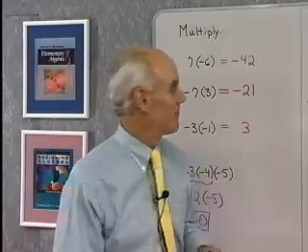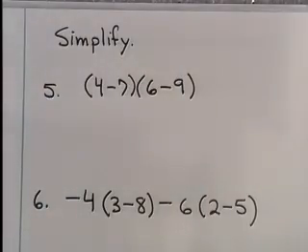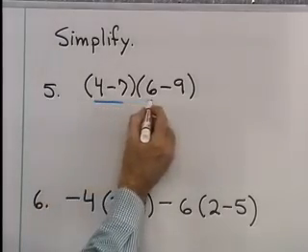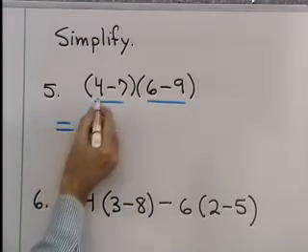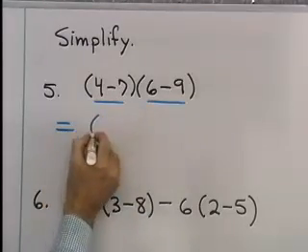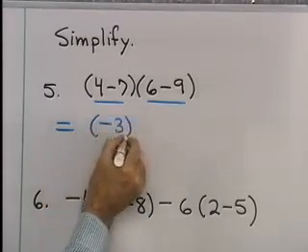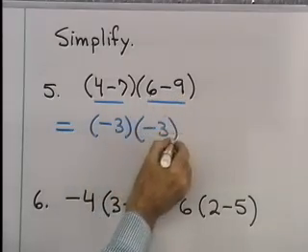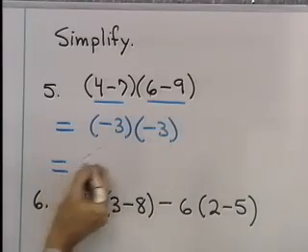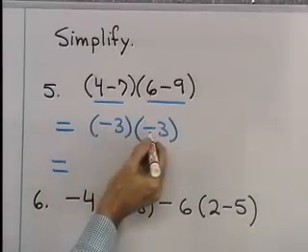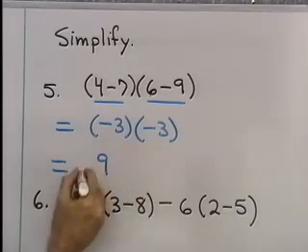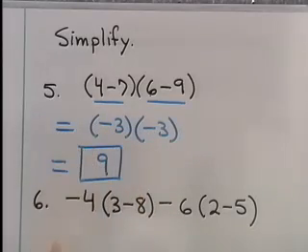Here's our next problem. Let's simplify. This involves more than one operation. I'll work inside the parentheses first, inside here and inside here. 4 subtract 7 will be, that's right, negative 3. 6 subtract 9 will be, again, negative 3. Now when I multiply, negative 3 times negative 3, I multiply absolute values, I get 9. The two numbers had the same sign, so the answer is positive.